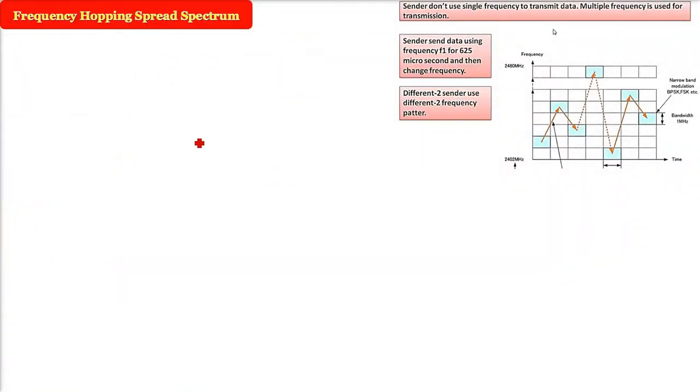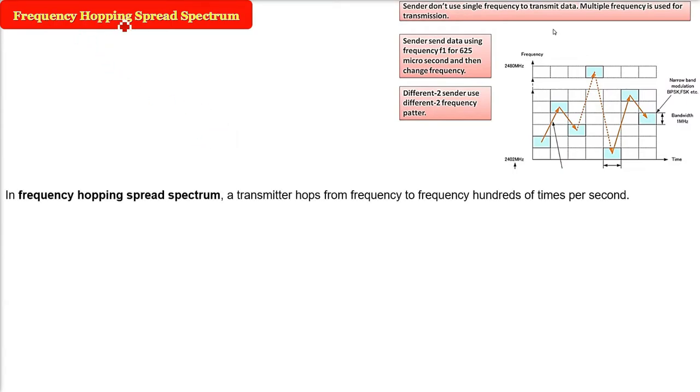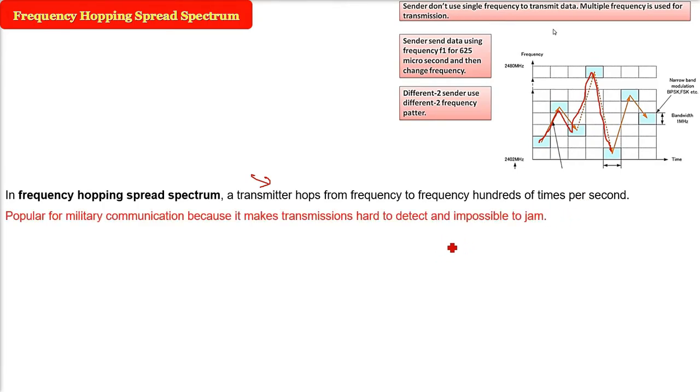Frequency hopping spread spectrum. The name suggests the frequency will hop, jump, and change from one frequency to another, and the spread spectrum uses the whole frequency range, spreading over it. So in frequency hopping spread spectrum, a transmitter changes the frequency hundreds of times per second, as you see in the picture. It is quite popular in military communication. Just to give you an idea, take a time of, for example, 625 microseconds for the change of frequency.